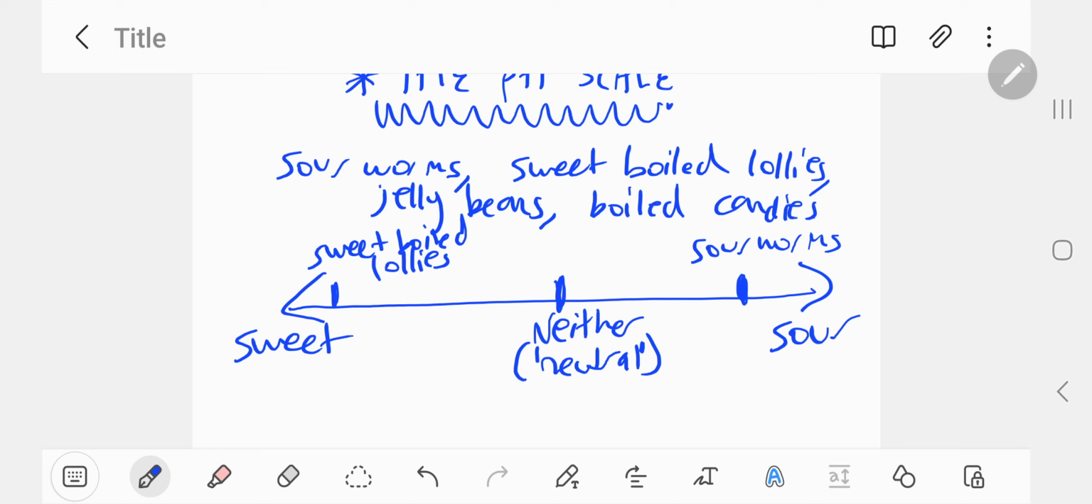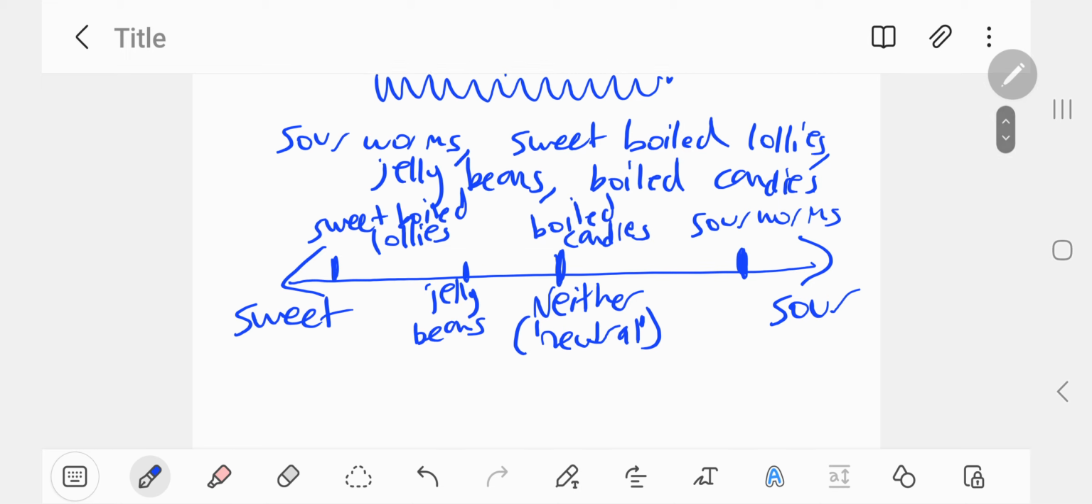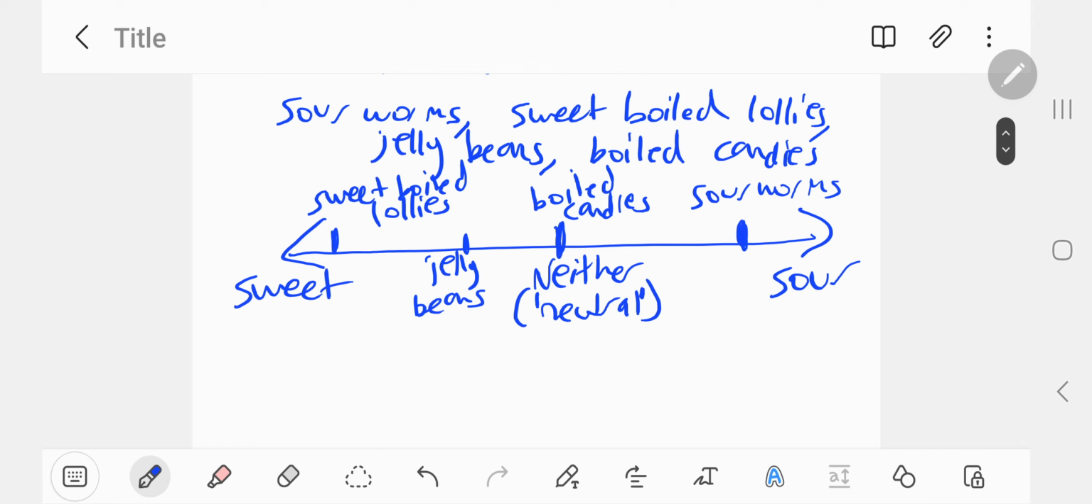The jelly beans, you would place them sort of towards the left, depending on what type of jelly beans, of course. But for argument's sake, let's say they're sort of sweet, not too sweet, so they're sort of near the center. And in the middle, we've got the boiled candies. Okay, suppose they're neither sweet nor sour. That's a perfectly acceptable scale that you would use, and that's a good example of how you categorize something.